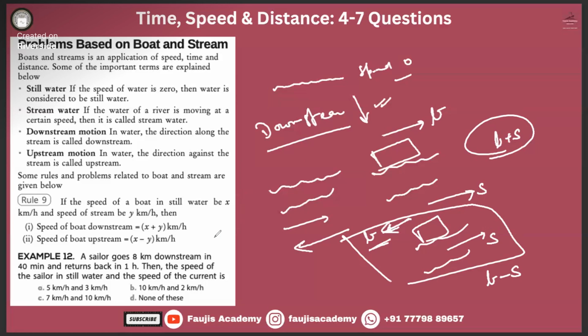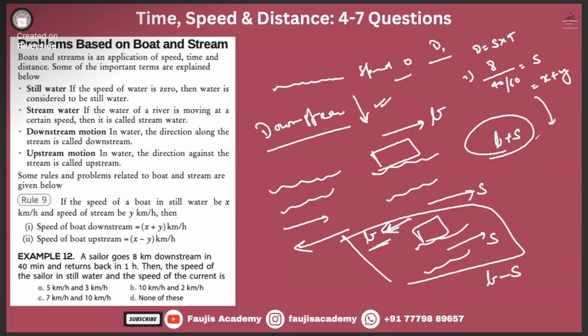A sailor goes 8 kilometers downstream in 40 minutes and returns back in 1 hour. Then the speed of the sailor in still water is how much? So 8 kilometers downstream. In the downstream case, distance is equal to speed into time. So distance is 8 kilometers, divided by time, 40 by 60, is equal to the effective speed. Downstream, that means x plus y, right? S is equal to x plus y.